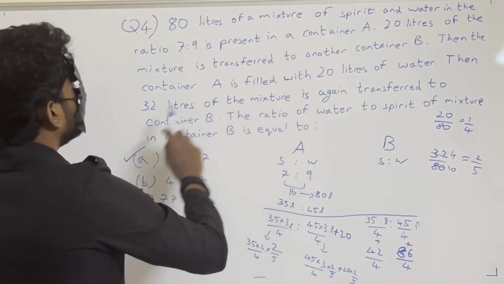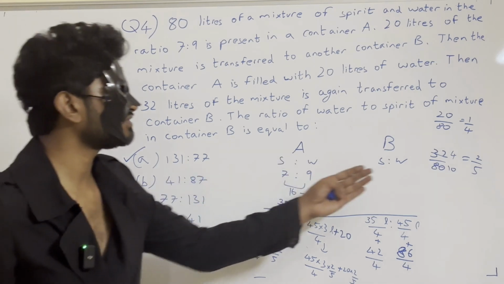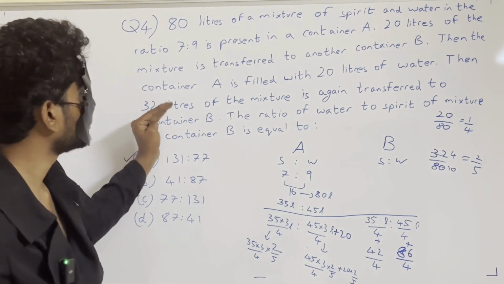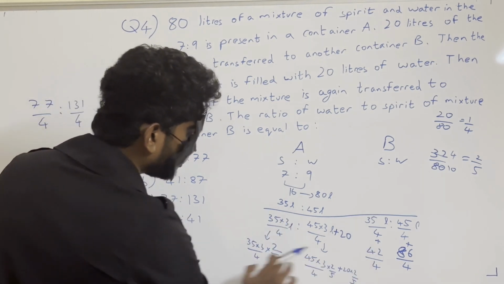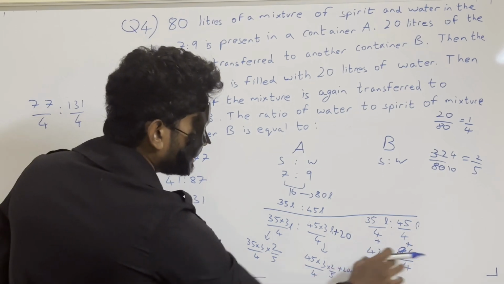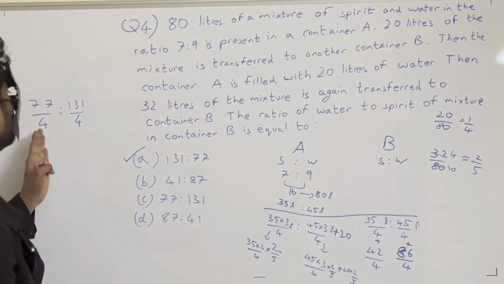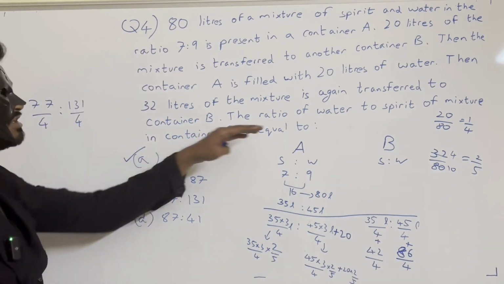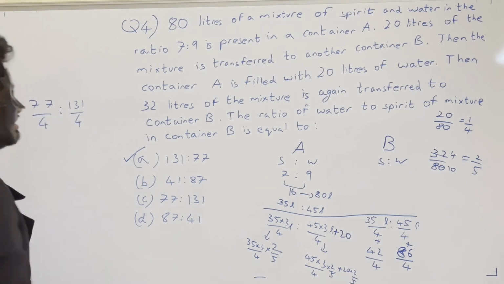And after that 32 liters of the mixture is again transferred to container B. So 32 liters is nothing but, what is the fraction of 32 out of 80? It is 2 by 5. So we are transferring 2 by 5th of the mixture to container B. So what is 2 by 5th of this value? It is nothing but 42 by 4. And what is 2 by 5th of this value? It is nothing but 86 by 4. So we need to add these two: 35 by 4 plus 42 by 4 is nothing but 77 by 4, and 45 by 4 plus 86 by 4 is nothing but 131 by 4. But in the question, finally the ratio of water and spirit is asked. So it will be nothing but 131 is to 77.